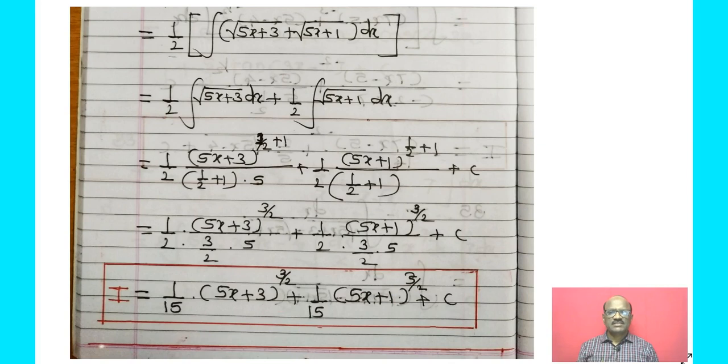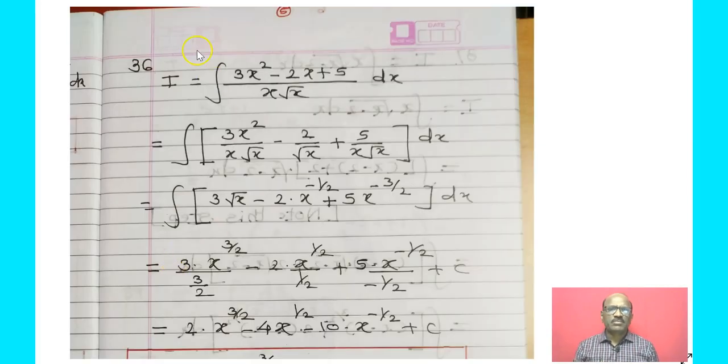Now next problem, that is problem number 36. I is equal to the integral of (3x square minus 2x plus 5) upon x root x, dx. Now how to simplify? Split this: 3x square upon x root x, minus 2x upon x root x, which means x gets cancelled, you are getting 2 upon root x, plus 5 upon x root x.